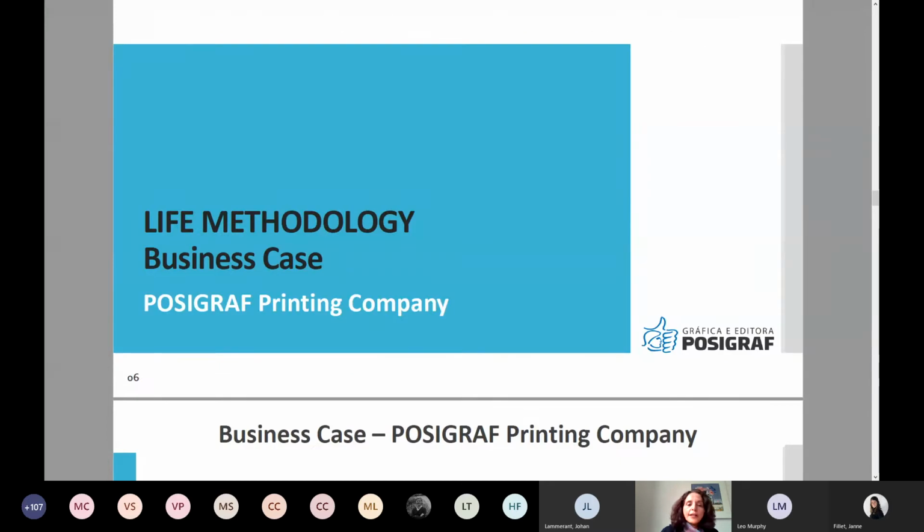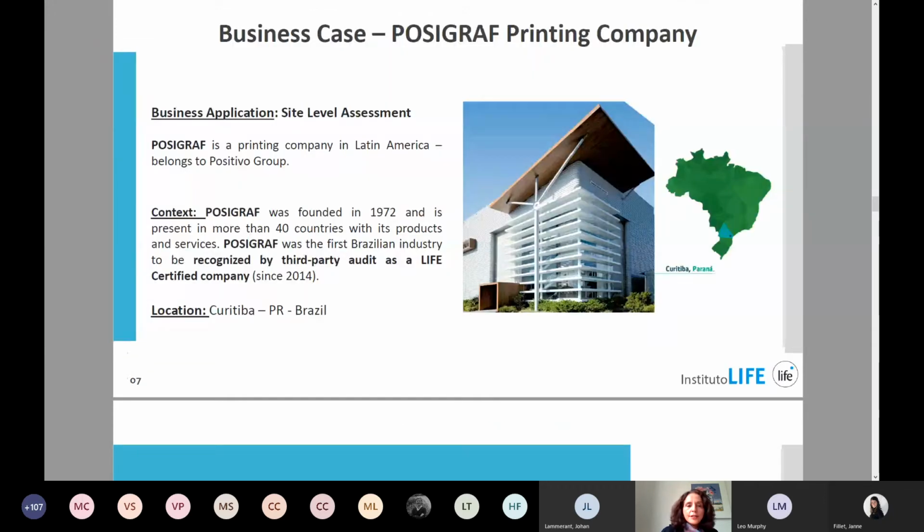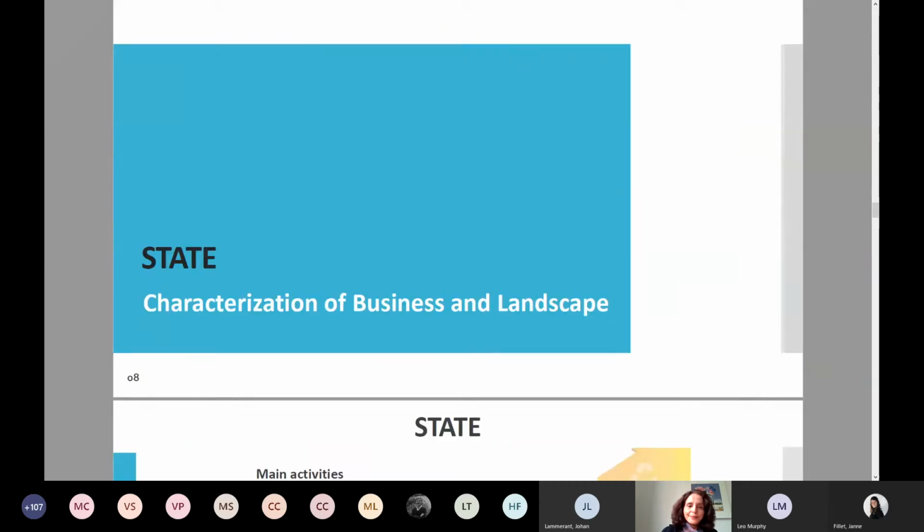Our business case today is about Posigraph Printing Company. It's a site level assessment that we did. Posigraph is a printing company in Latin America, belongs to Positive Group, was founded in 1972, and it was the first Brazilian industry to be recognized by third-party audit as a Life certified company. It was in 2014.